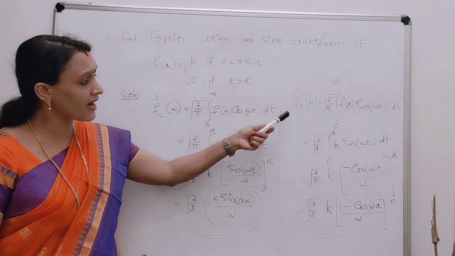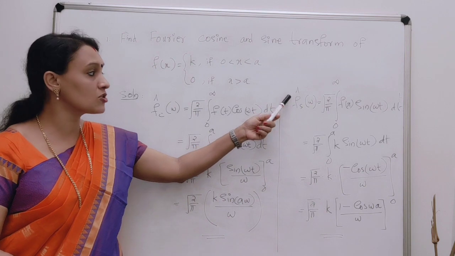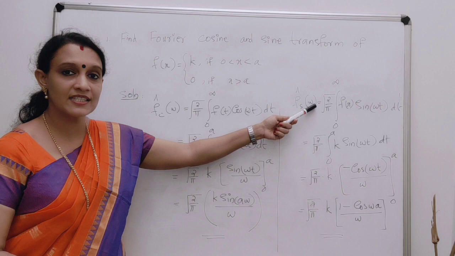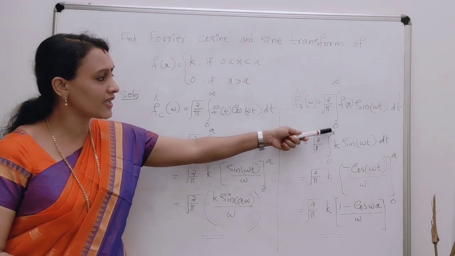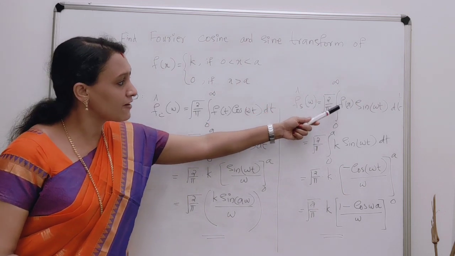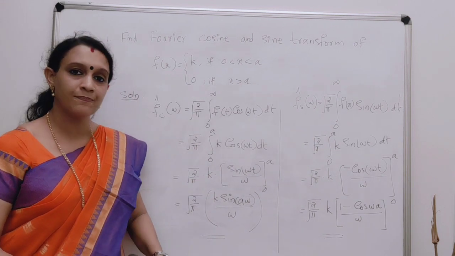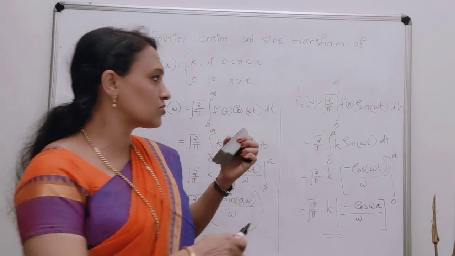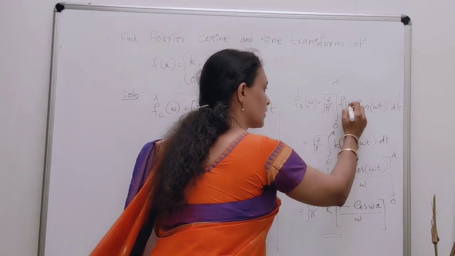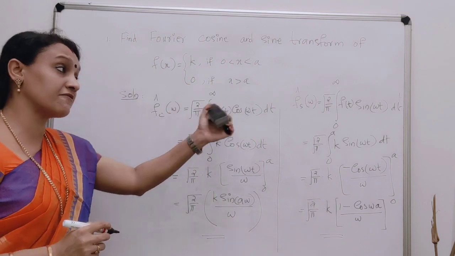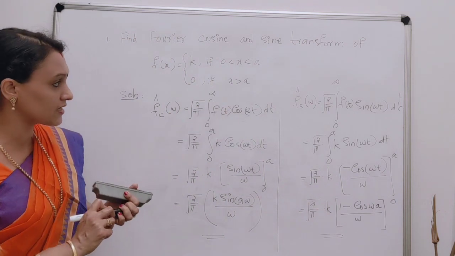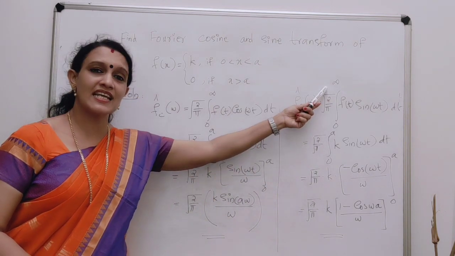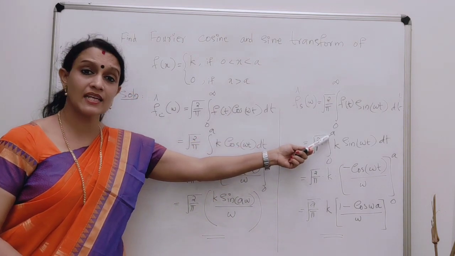And similarly you can find the Fourier sine transform, and the notation is Fs cap omega, that is equal to, by the definition, root of 2 by pi integral 0 to infinity f of t into sin omega t dt. Not f of x, f of t. When you are writing in terms of x, no problem, but everywhere you should write in terms of the same variable, that is the difference. So root of 2 by pi into, this integral becomes 0 to a, right?